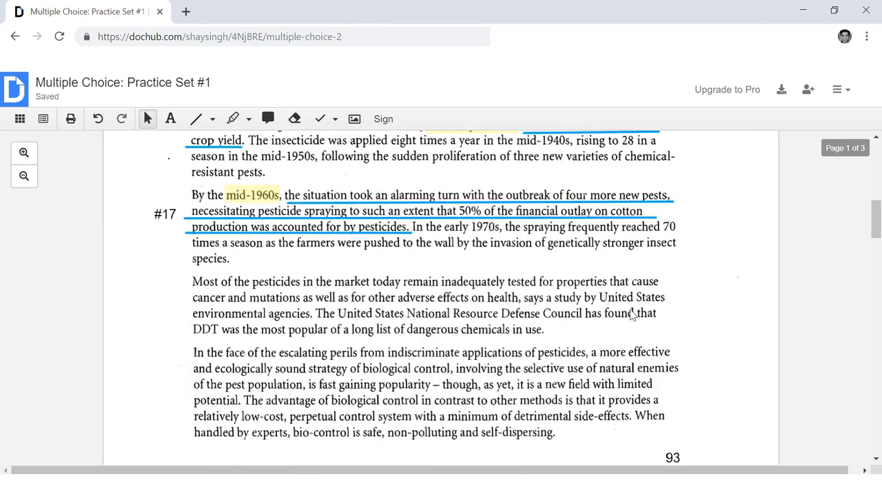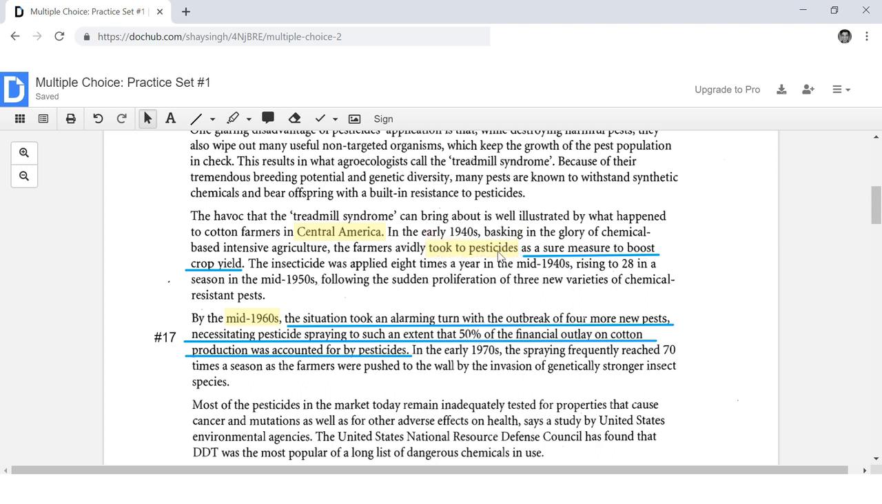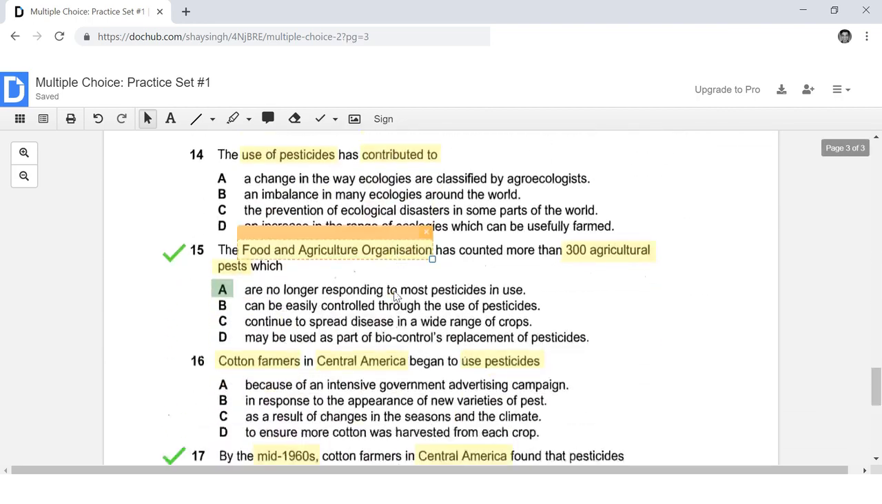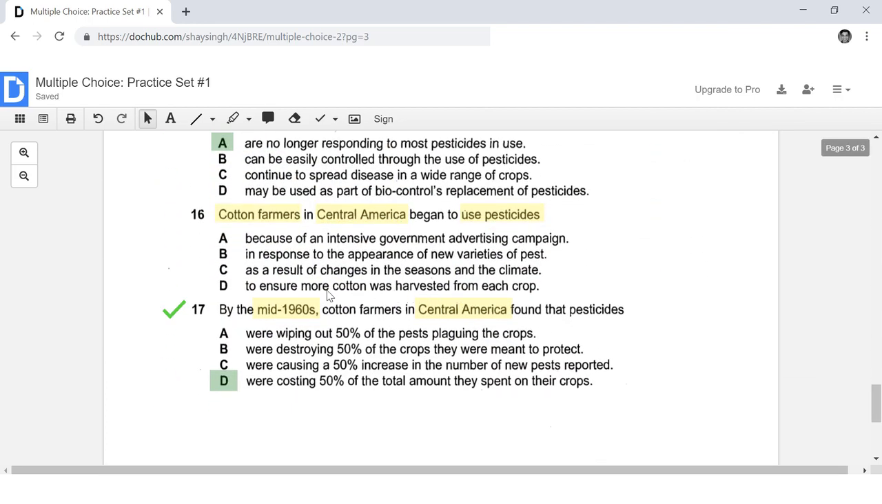Read up here. It says that they started to use pesticides to boost crop yield. To boost crop yield. So the answer is going to be D. To ensure more cotton was harvested. That there was a higher yield of cotton per crop. Get it? So the correct answer here is D.